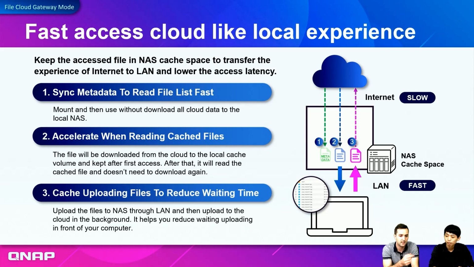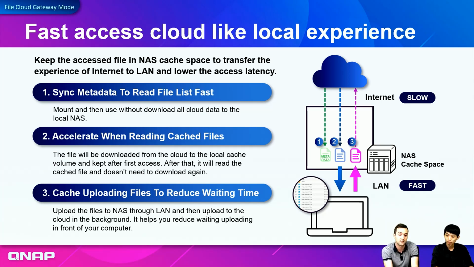Okay. So then also we have the fast access. When we keep these access files in the NAS cache space, it transfers the experience to the internal LAN and lowers the access latency. Say, for example, those that we have in the cache space forever that you kept mentioning, or any other files that we keep in the cache space. The first would be syncing the metadata to read the file list fast, so mount and then use without downloading all cloud data to the local NAS. We see here the number one. So we can get the metadata, so we know what kind of file we have, right?